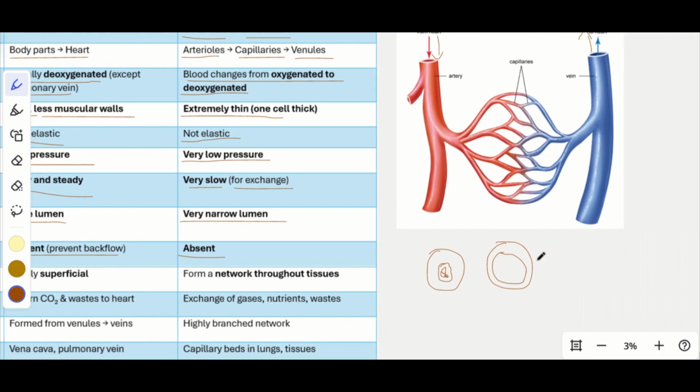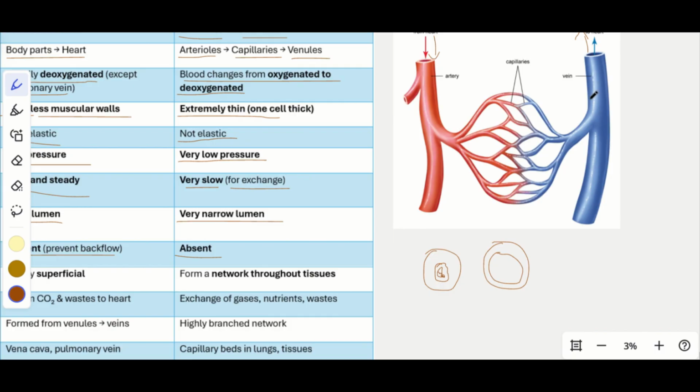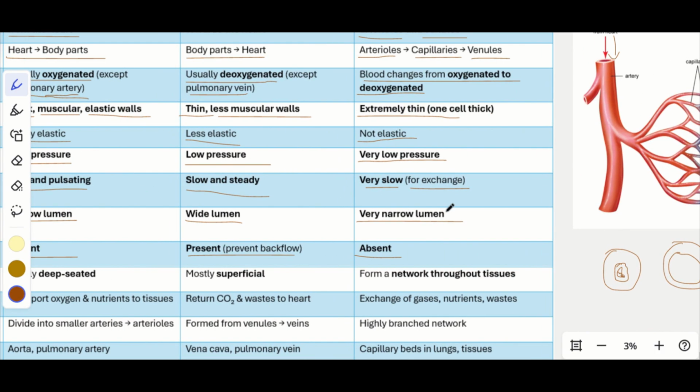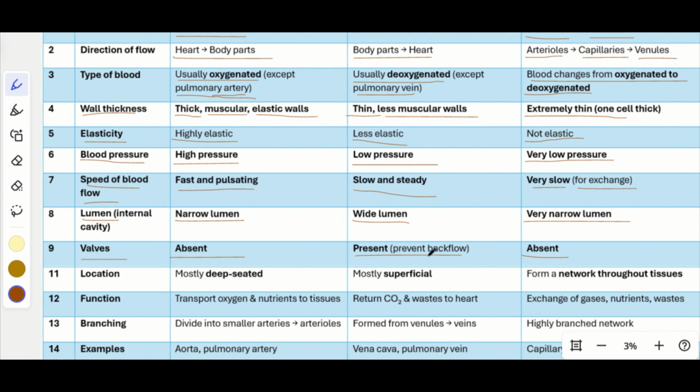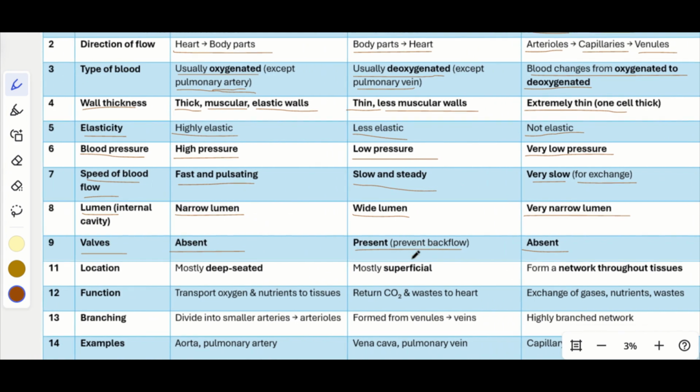So these are the veins, right? In each and every vein, there will be a valve like this. Okay. Valves like this will be throughout the vein. So why do we need this? So that the blood will only flow like this. It will only open in one direction. So when the blood tries to flow backwards, this valve will not open. So that is why valves are present only in veins.